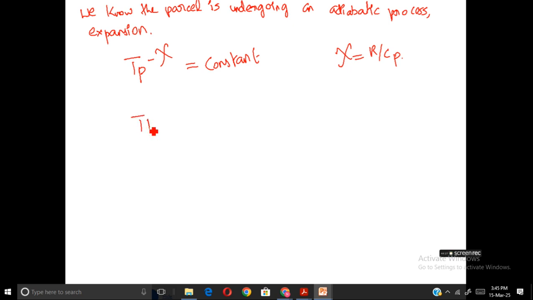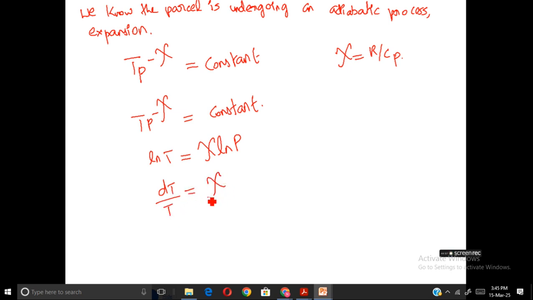So T raised to minus gamma minus chi is equal to a constant. Now we take the differential on both sides. If we take the logarithm on both sides, it will become log T is equal to chi into log. Now if we take the differential, it will become dT by T is equal to chi into, let's replace pressure with the vapor pressure E, chi into dE by E.